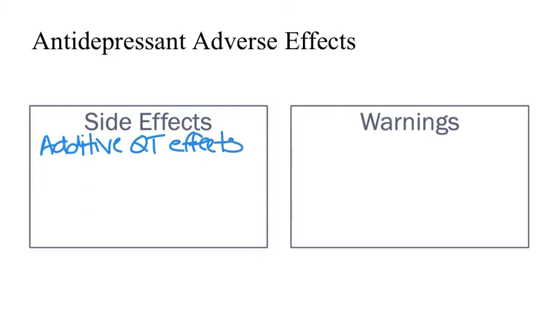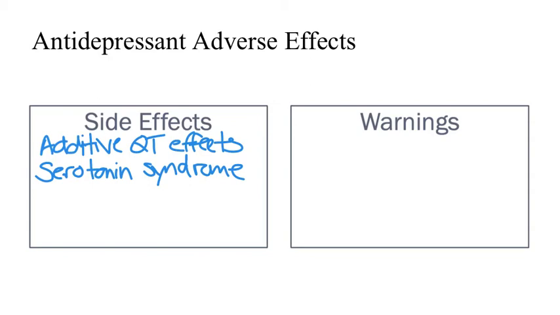Because almost all of the antidepressants increase serotonin signaling, they can increase the risk of developing serotonin syndrome. Therefore, avoiding multiple serotonergic medications is important. Other serotonergic drugs that we've talked about already include the ergots and the triptans.